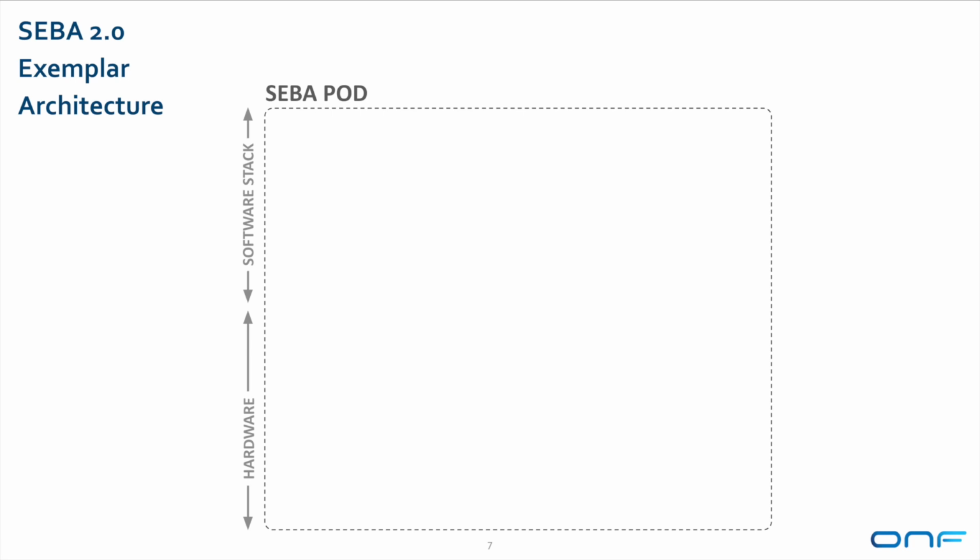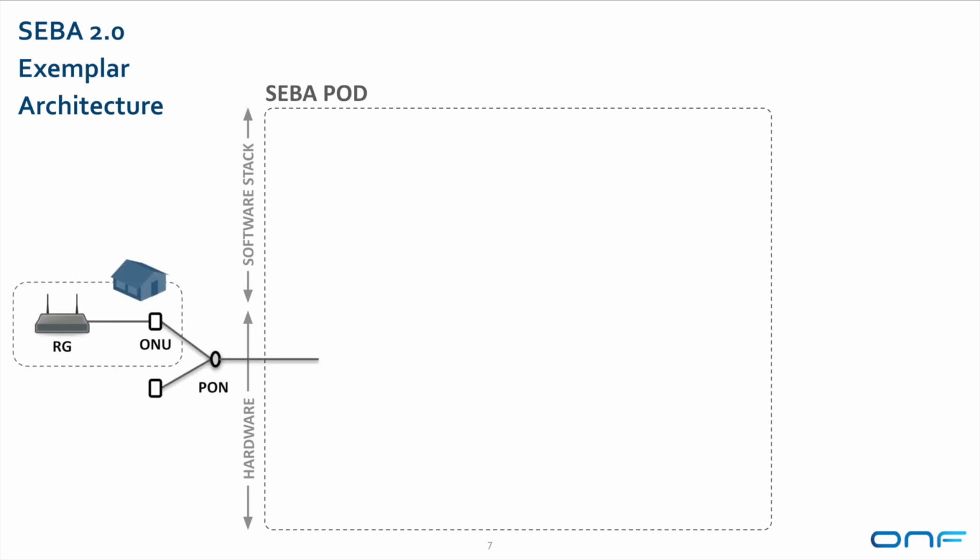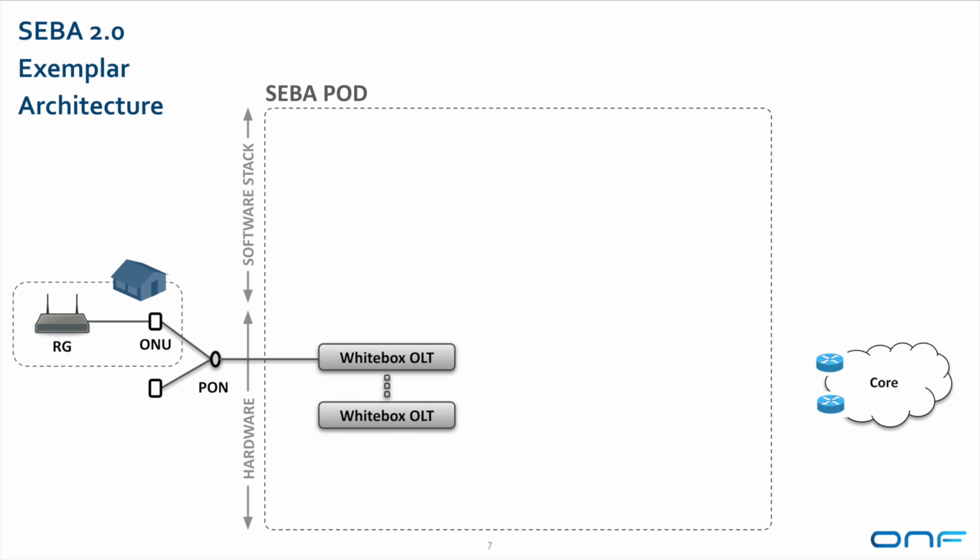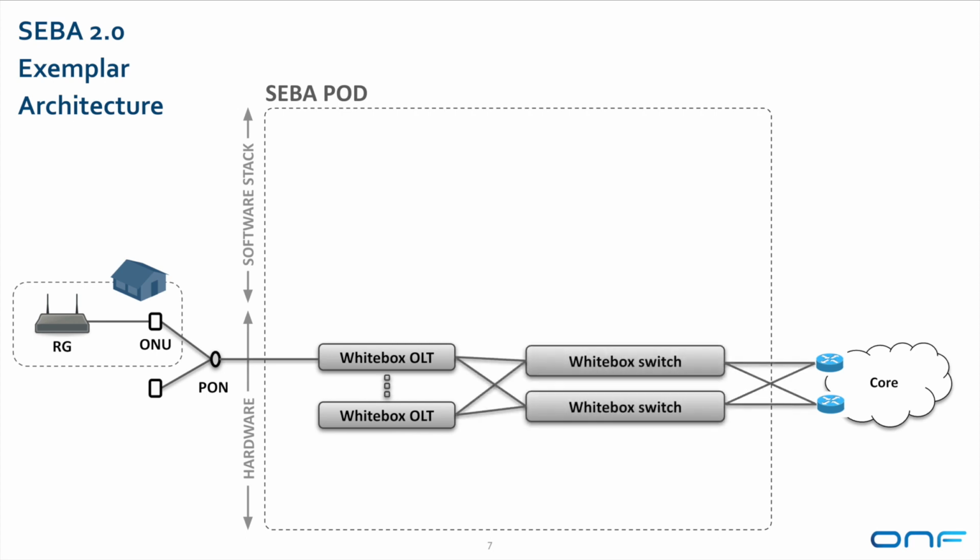Now, bringing everything together, I want to show you what the architecture of a SEBA pod looks like. So on the left, we have the subscriber residence with the residential gateways and the ONUs attached to the PON network. And on the right, we have the core network, and we want to forward traffic between the two. So in the middle, we have one or more OLTs, and the fabric switches connecting the OLTs to the core network. Again, because we are using switching chips inside the fabric switch and the OLT to realize the BNG user plane, that's why you see in this picture the user plane being spread out between the OLT and the fabric switch.